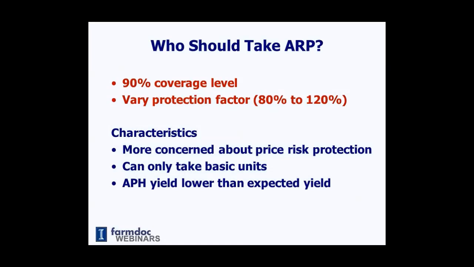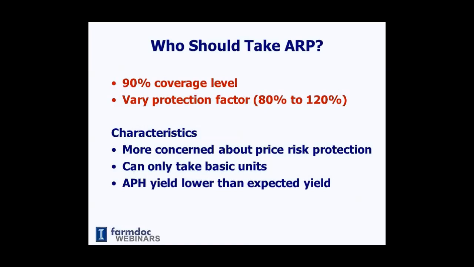RP with harvest price exclusion likely to be good for those individuals that want lower premiums. Again, giving up that risk protection when higher prices result. Who should take ARP? And again, this is the substitute for GRIP HR.